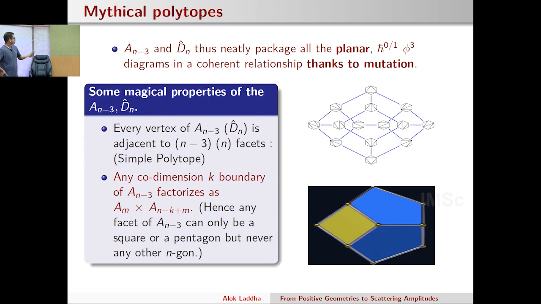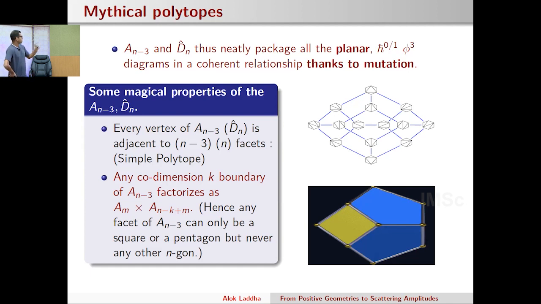And mathematicians call them mythical polytopes because they have very interesting properties which are not generically true for polytopes that you draw, like simplices. So for example, every vertex of this associahedron or the D-hat polytope is adjacent to a number of faces which is the same as the dimension of the polytope. As you can see in this first picture, every vertex is adjacent to three faces. If you look at the topmost vertex, it's adjacent to two pentagons and one square, if you just stare at it for a while. And this is generically true even for the D-hat polytope.